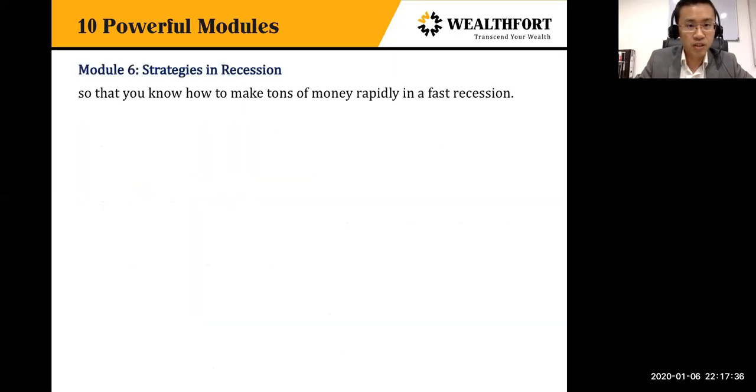Now in Module 6, we'll talk about strategy in recession so that you know how to make tons of money rapidly in a fast recession, because recessions usually happen very, very fast. You see, the bear market usually lasts maybe 1 to 1.5 years, and then the bull market will extend maybe for 8 to 10 years.